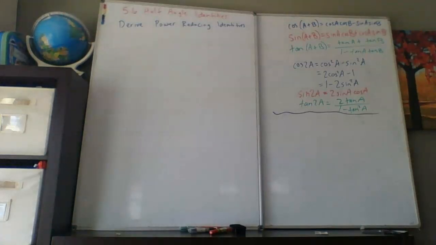Welcome to 5.6 half-angle identities. We are going to start by deriving the power-reducing identities for sine and cosine.